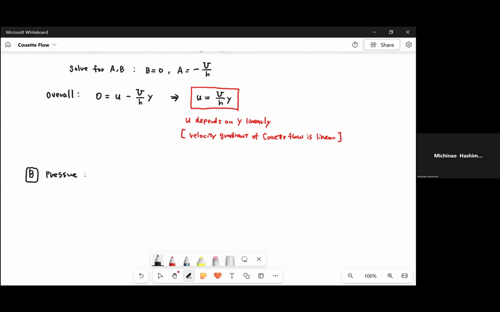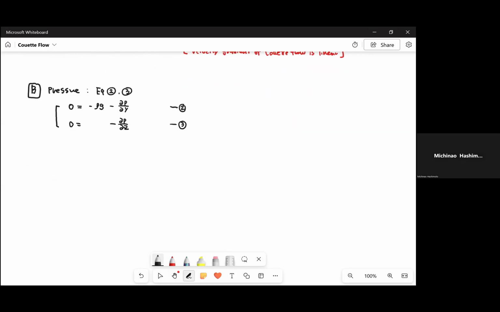Okay, so in this case we can use equation number 2 and number 3. Let me just rewrite here. We have two equations. One equation is 0 equals minus rho g minus dp/dy, and the second equation is dp/dz equals 0. This is equation number 2, and this is equation number 3. So let's try to solve this differential equation.